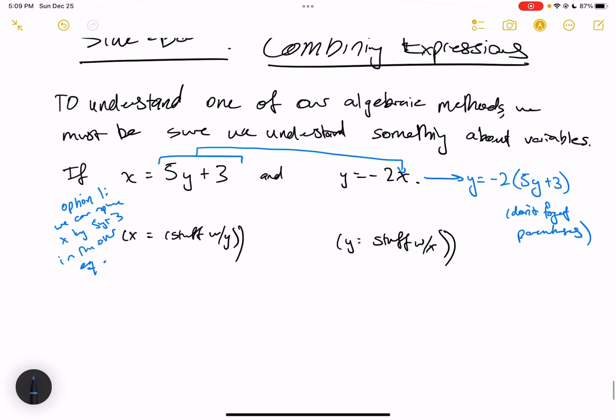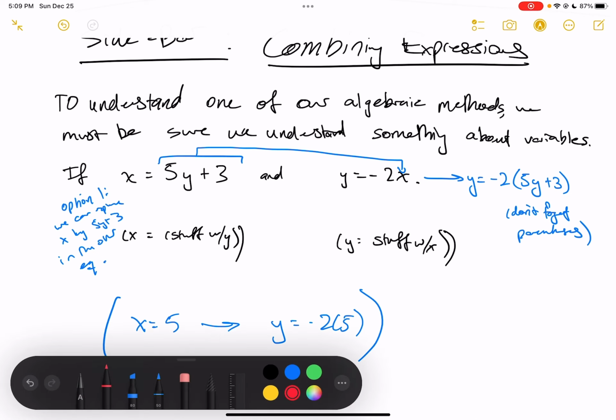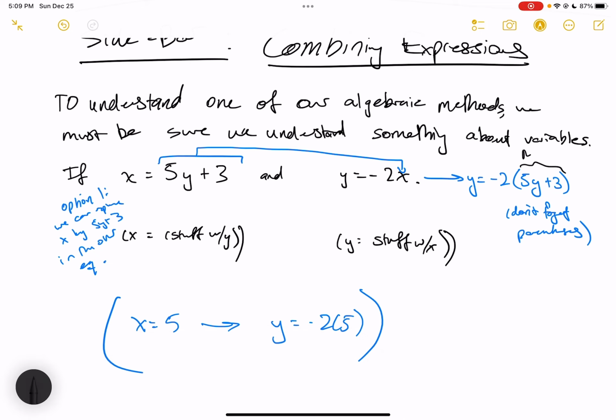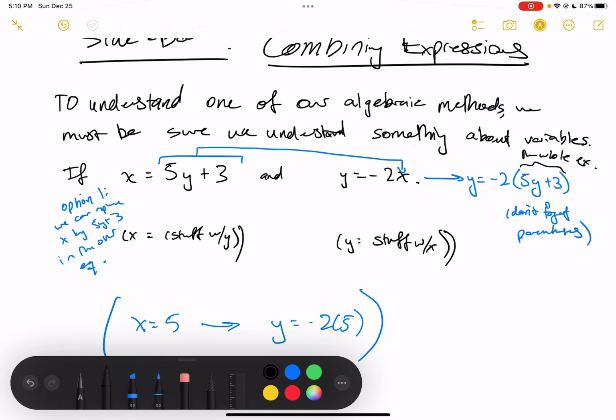So let me repeat what this whole thing was all about. If we know that x equals something, if we knew it equaled a number, like we've seen before, like let's say in a hypothetical situation, if x were to equal 5, wouldn't we be able to replace 5 here and say that y equals negative 2 times 5? Yeah. The same thing can apply if we were working with an expression like 5y plus 3, except now we're replacing x by the whole expression.